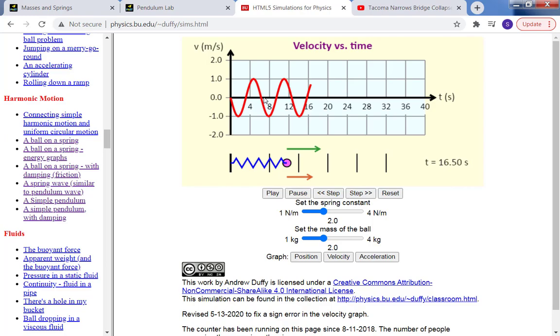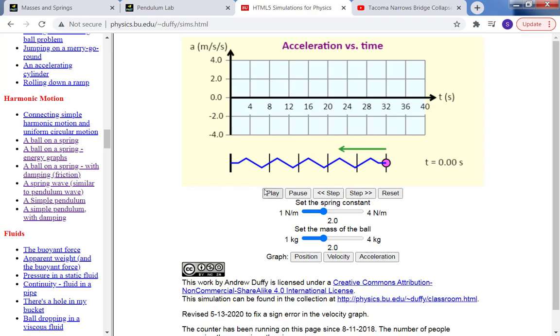Now let's think about the acceleration. At the endpoint, the acceleration is going to be in the direction of the net force and will be as big as possible. Since this is set up with positive going this way, that means our initial acceleration will be negative, and then it will oscillate, hitting 0 at the equilibrium position.